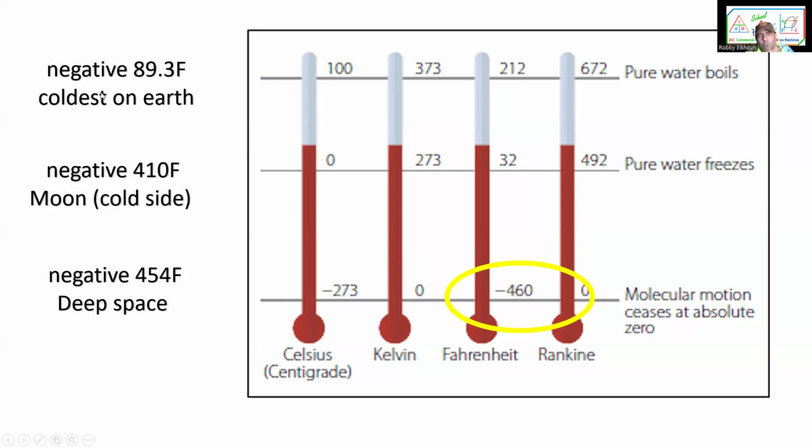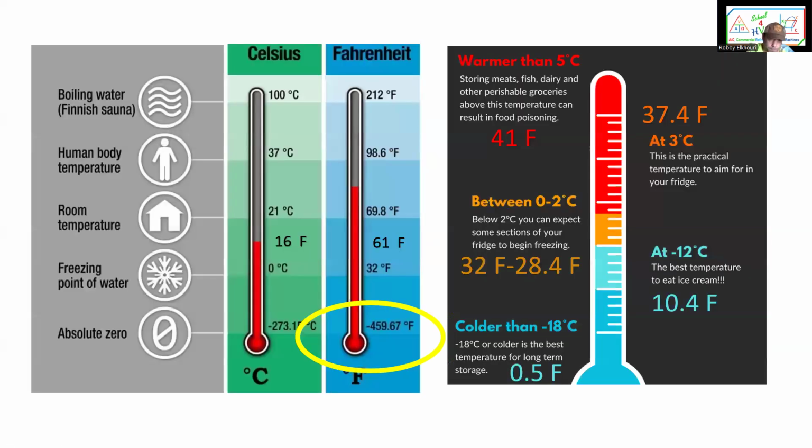The coldest spot on Earth was negative 89. Negative 410 was the moon, and negative 454 is deep space. So even in deep space, we still have heat because heat cannot be destroyed. This is important to understand because we need to understand that heat is energy.